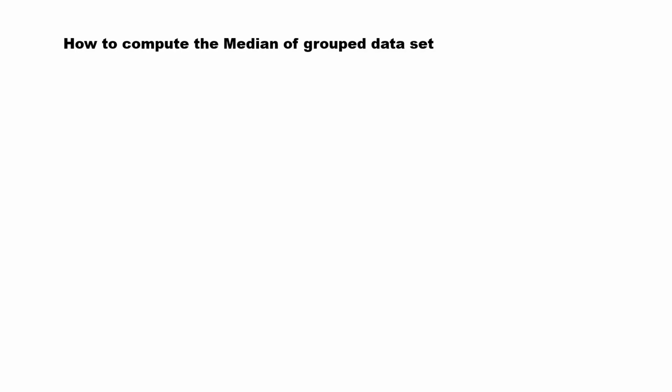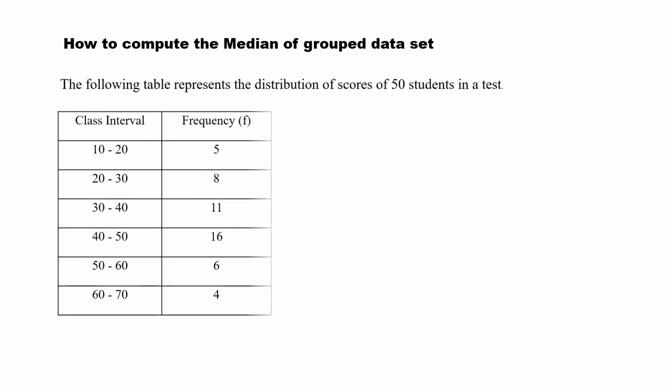Hi everyone, in today's lesson I'm going to show you the two measures of central tendency, which are the median and mode of a grouped data set. So let's get started with the median of a grouped data set. The following table presents the distribution of scores of 50 students in a test.